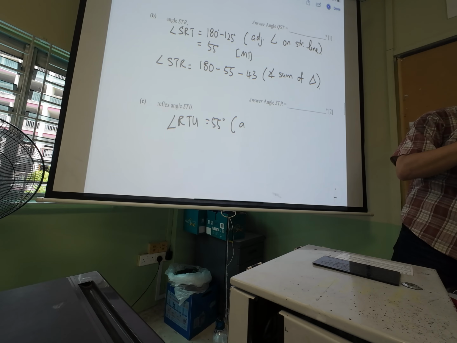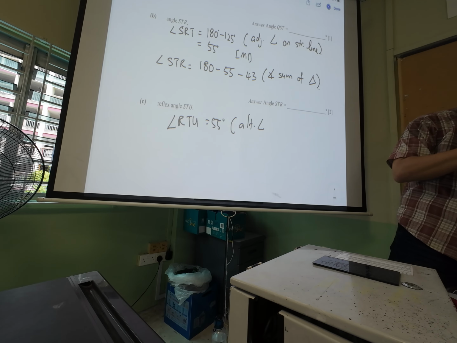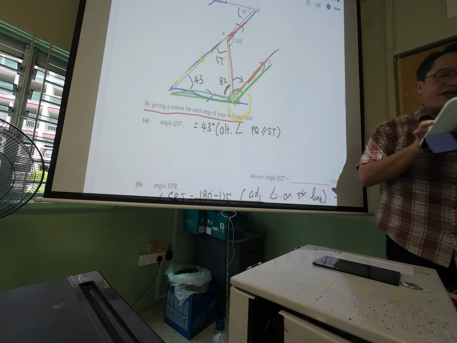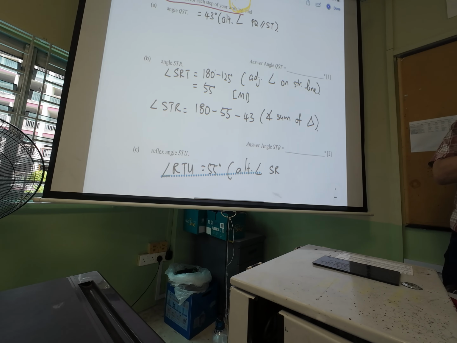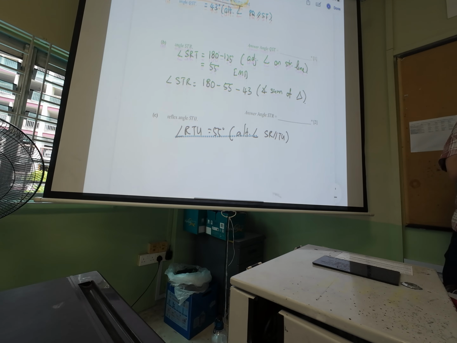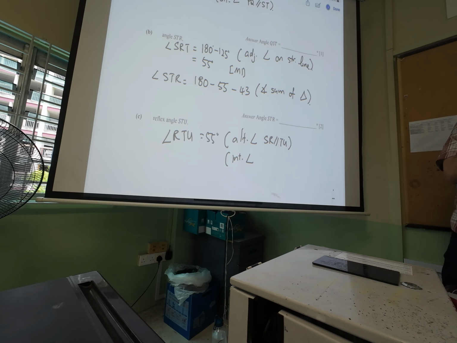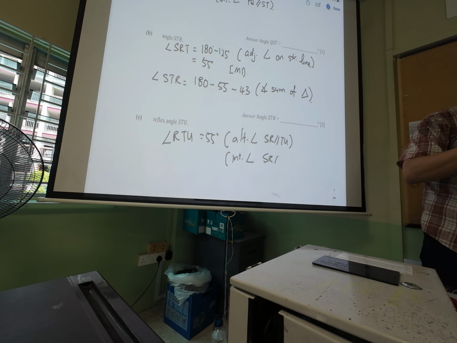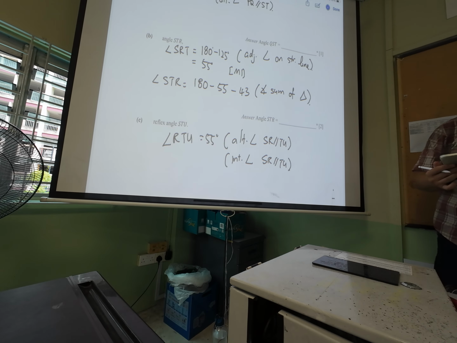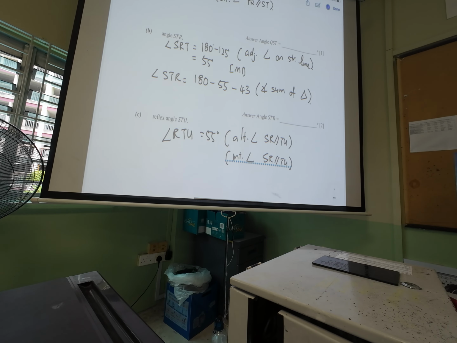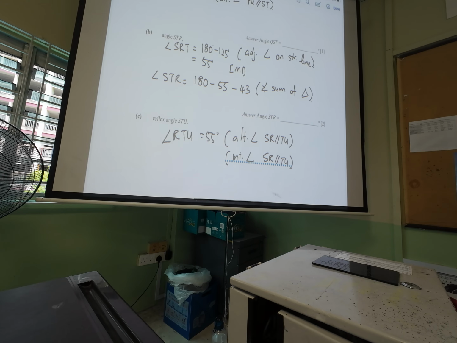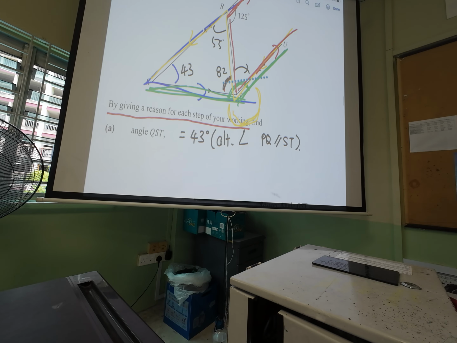It can be alternate angle, SR parallel to TU, or it can be interior angle, SR parallel to TU. Both are acceptable. It's either you look with the yellow line or you look with the red line. They will both lead you to say that RTU is 55.